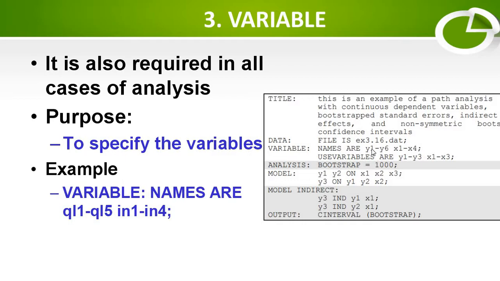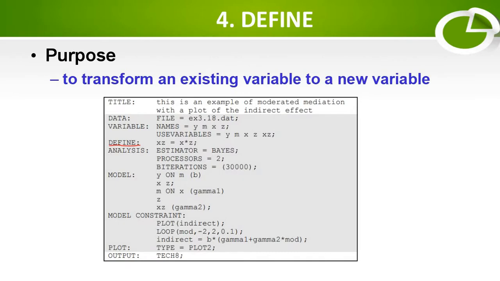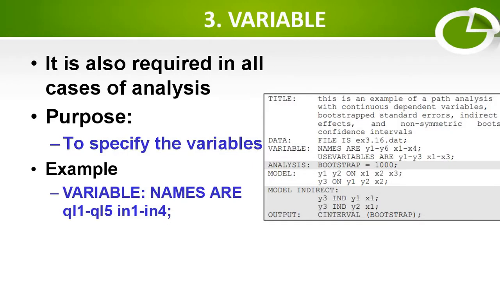Alternatively, you can mention the name of each variable separately by giving a space in between two variables. Y1 space, Y2 space, Y3 space, and on and on. And don't forget to put a semicolon at the end of the list of variables. And remember, two commands are mandatory in MPlus. One is data and the second one is variable. All other commands are optional depending upon the nature of analysis.